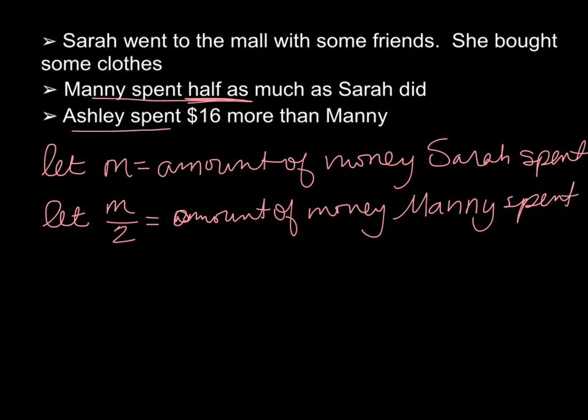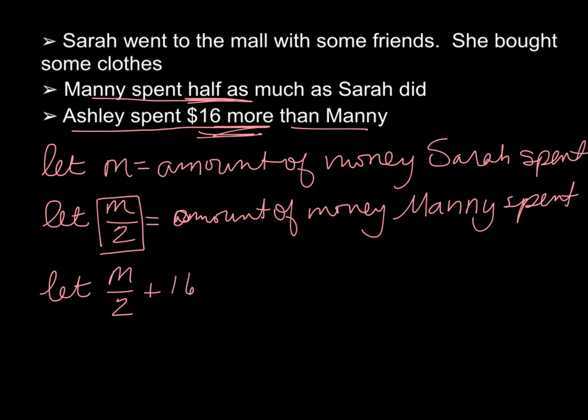And finally, we have Ashley spent 16 more than Manny. So we know we're going to start with Manny's, which is M divided by 2. M divided by 2, $16 more. More means addition, so that's plus 16. And that's equal to the amount of money that Ashley spent.